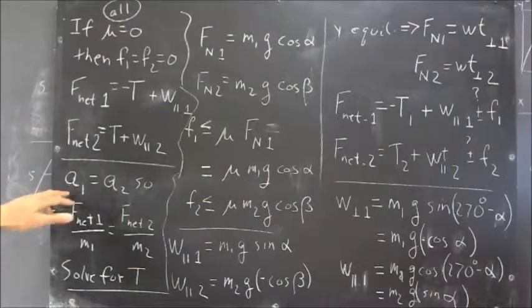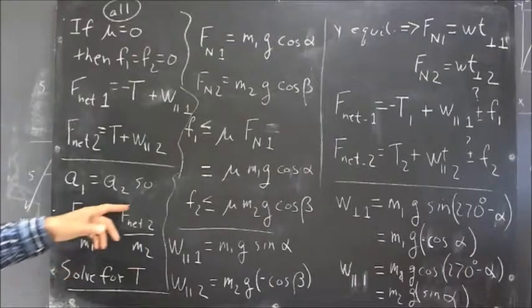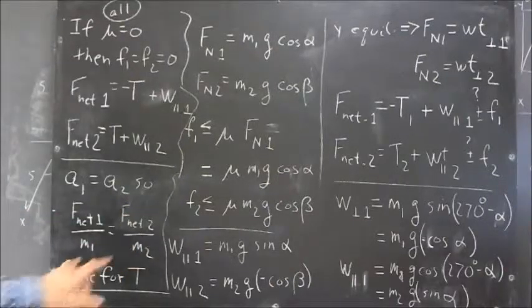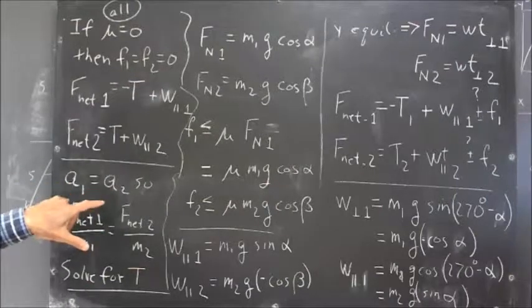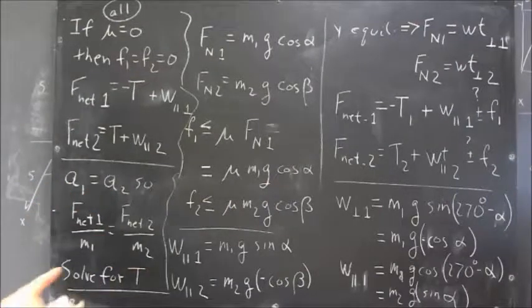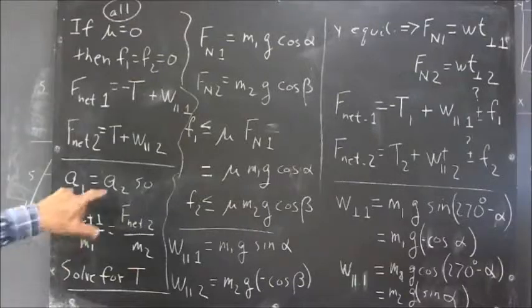Now, the condition is the two accelerations are equal. And from that, it follows that F net 1 over M1 equals F net 2 over M2. Let's talk about that just a little more. The accelerations are equal because these things are joined by the string, and the acceleration of one will equal the acceleration of the other.